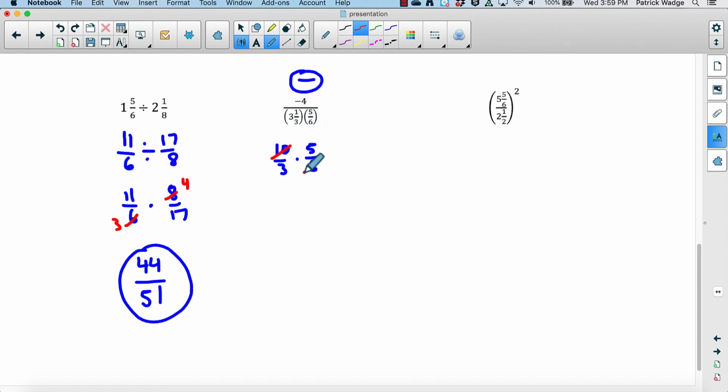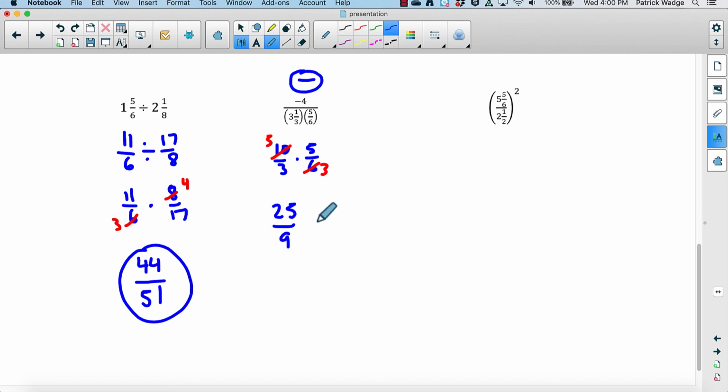So we can do the 10 and the 6. Divide them by 2, you get 5 and 3. You can't cancel anything else out because 5s are on the top, 3s are on the bottom. There's nothing that cancels out. So you end up getting 25, 5 times 5, and 9 on the bottom, 3 times 3.